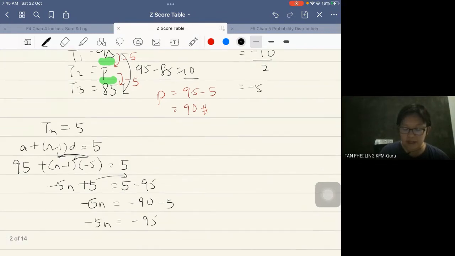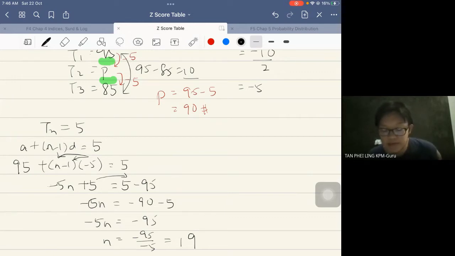So to find n, how will you do it? Negative 95 divided by negative 5. The calculator should give you 19. Am I right? Press the calculator and see, everybody. Negative 95 divided by negative 5, what do you get? Should be 19. So you know that for part B, the answer is 19.